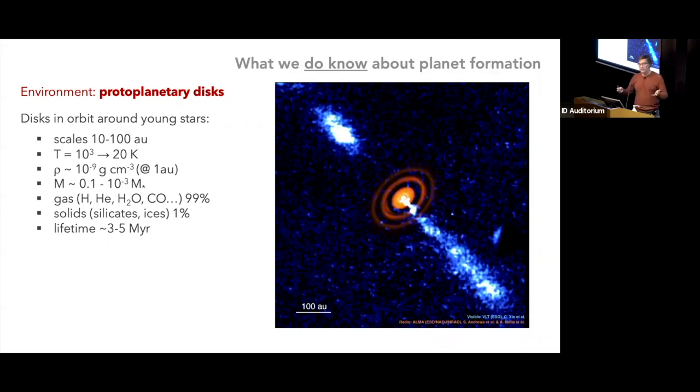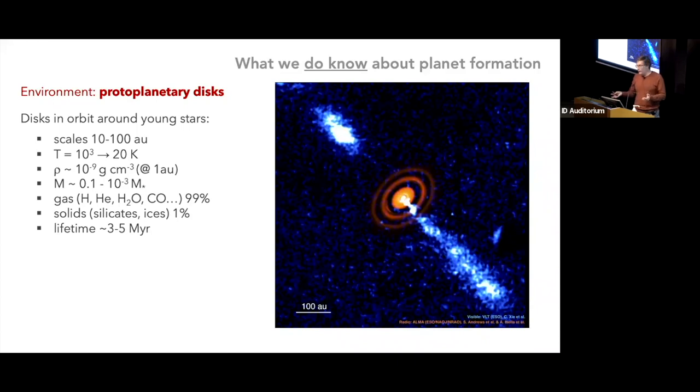So they have scales that are similar to the solar system or larger. The temperature is obviously hot close to the star, 1,000 degrees Kelvin. It gets down to maybe 20 Kelvin if you go really far out. The densities are what we describe as high in astrophysical terms, but a very good vacuum in more terrestrial terms. And the masses are a small fraction typically of the mass of the star, 10% down to 0.1%, as I've written it on this slide. And the material is mostly hydrogen and helium gas.